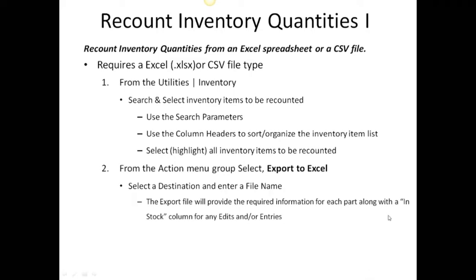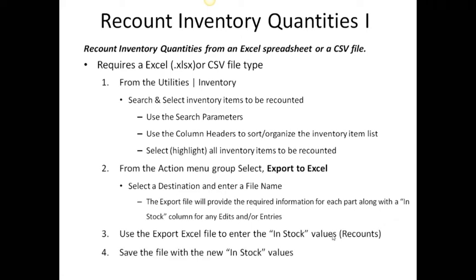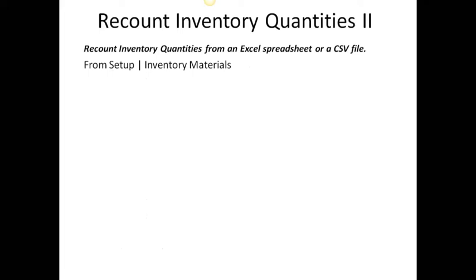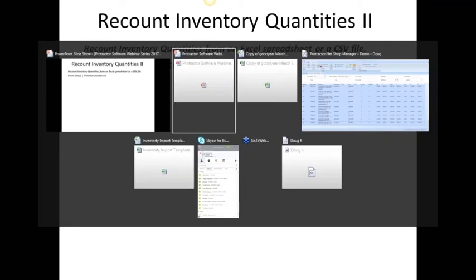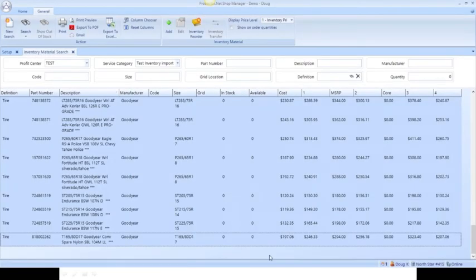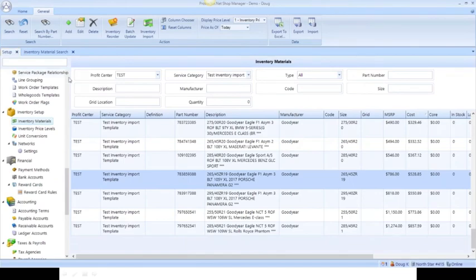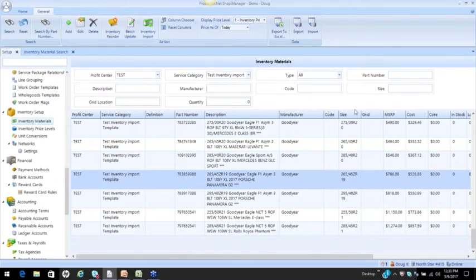All right, enter your in-stock values, okay? And then, of course, you want to save the file with the new in-stock values. So make changes, save the file with the new values. The next step, once we've got that done, we're ready to process the batch update. So let's actually head back into the software. Now, my batch updates do not work from inventory search. Okay, so I'm going to go back to setup, and this is where my batch updates are.